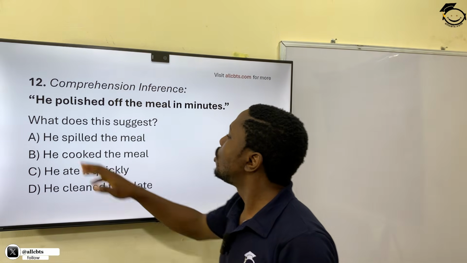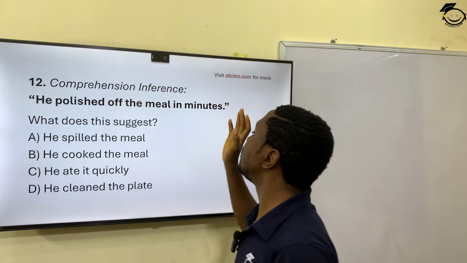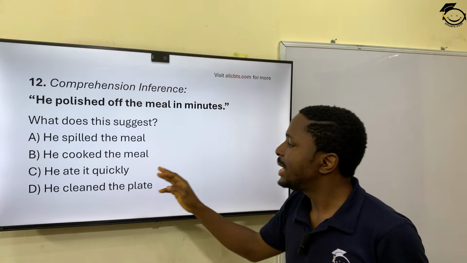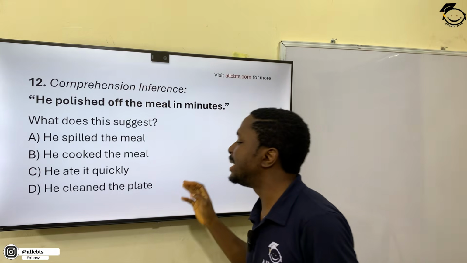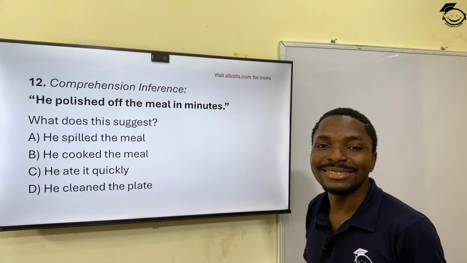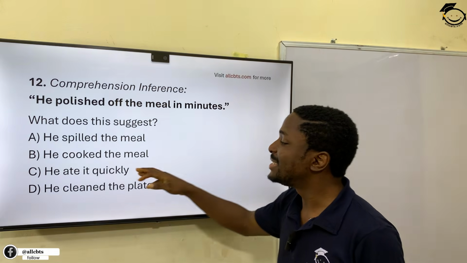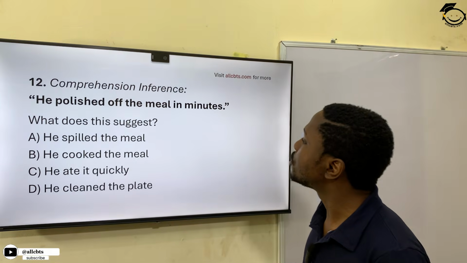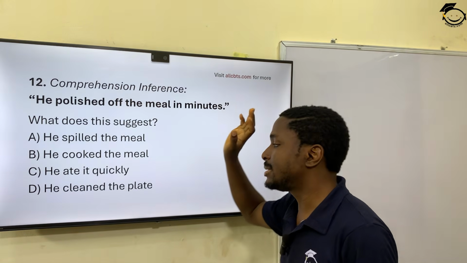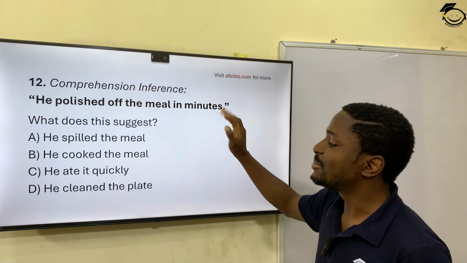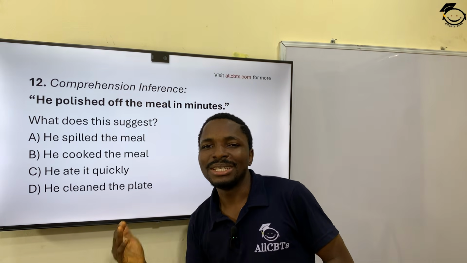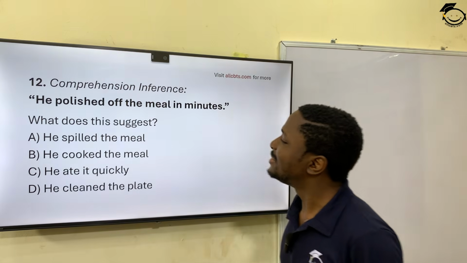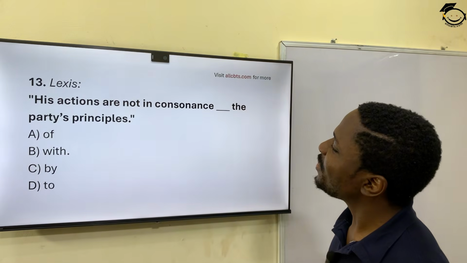Okay, but let's go into it. What does this suggest? He polished off the meal in minutes. A, he spilled the meal; he cooked the meal; he ate it quickly; he cleaned the plate. So it simply means, in fact, it was fast. He ate the meal really quickly. So he polished off, he ate the meal in minutes. That's what it means. It's just an expression to give it a better sound, make it look better. Yes. Good.